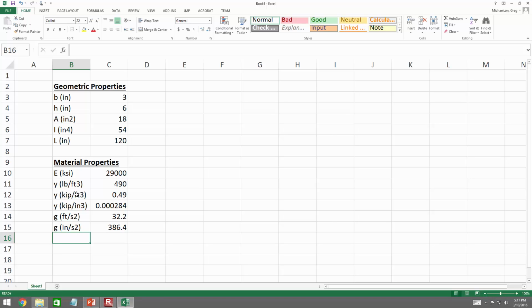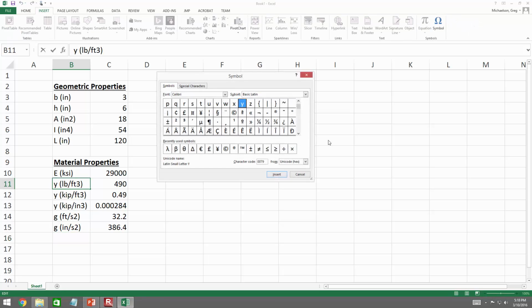All right. So if I take my unit weight and divide it by my gravity, I'm going to get density. I've been lazy up until now. I'm actually going to put in my Greek letters, insert symbol.